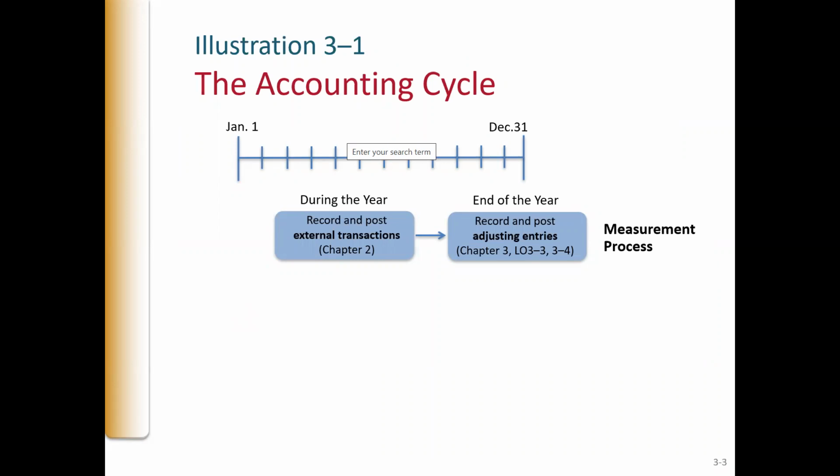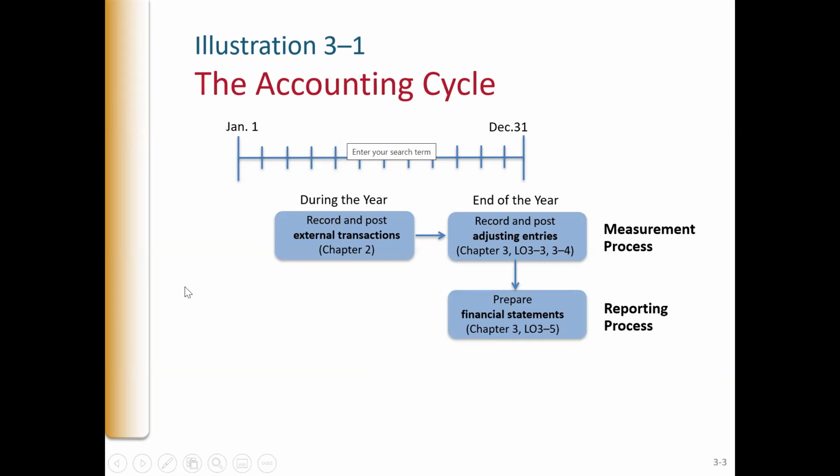Now, what we did last week is we learned about the various transactions that happened during the year. We know how to analyze them and to record them. But at the end of the year, we might need, or we will need to make some adjusting journal entries. And that's what we're going to talk about today.